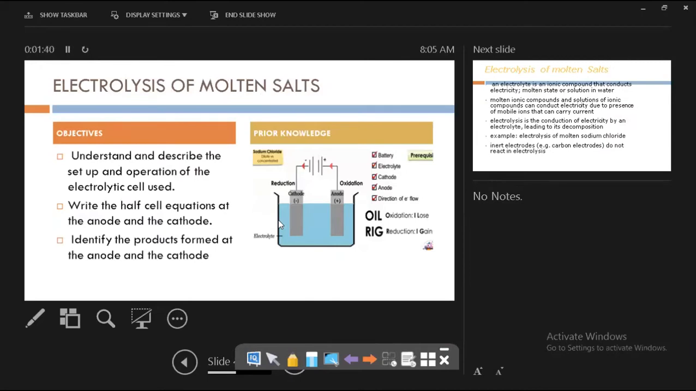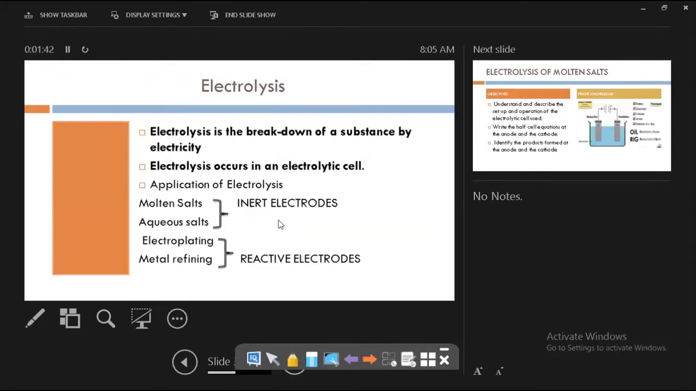Now, electrolysis is the breakdown of a substance using electricity. Electrolysis is the process, and the process occurs in a cell. So electrolysis takes place in an electrolytic cell. All right. And our first subtopic for electrolysis is the electrolysis of molten salts.